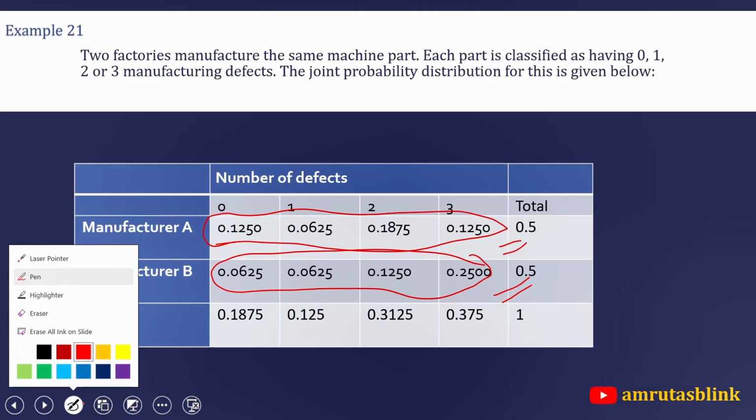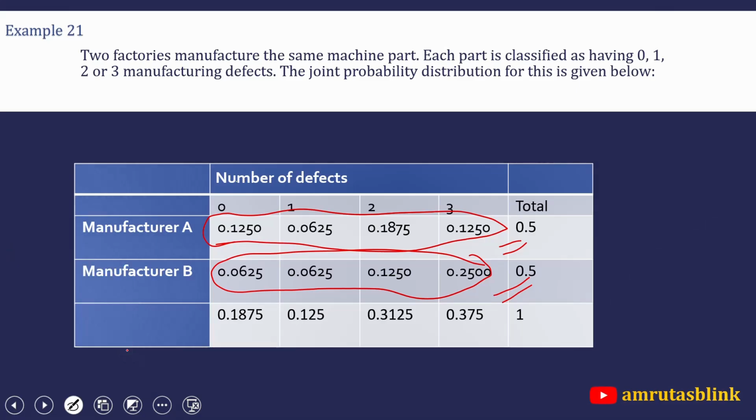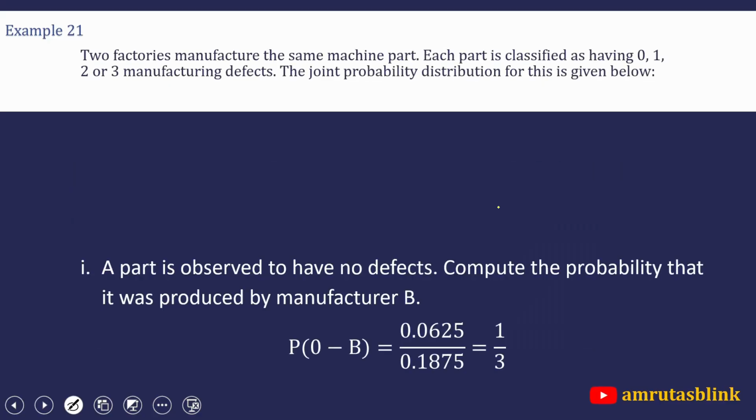Now we will also calculate these totals, that is total probability of having 0 defects is 0.1875, total probability of having 1 defect is 0.125, total probability of having 2 defects is 0.3125 and total probability of having 3 defects is 0.375. Now we'll look at each question.